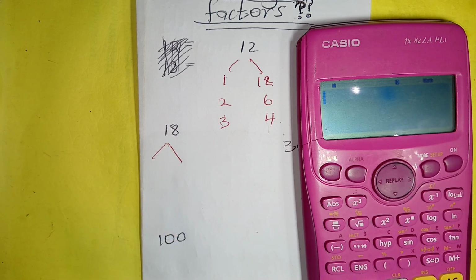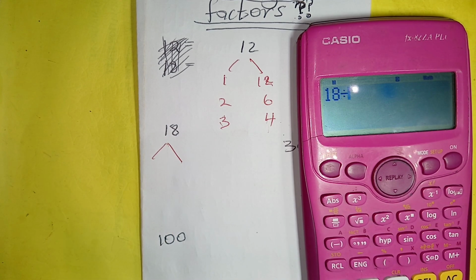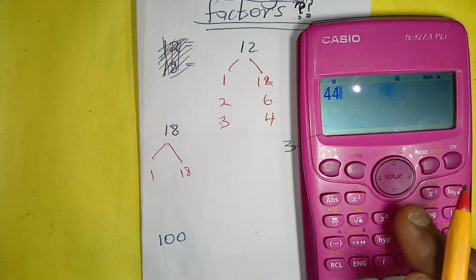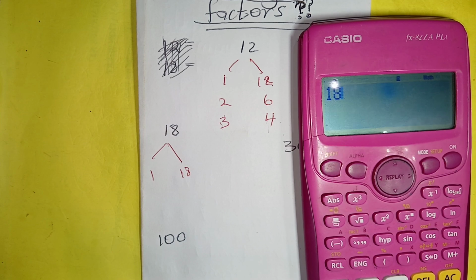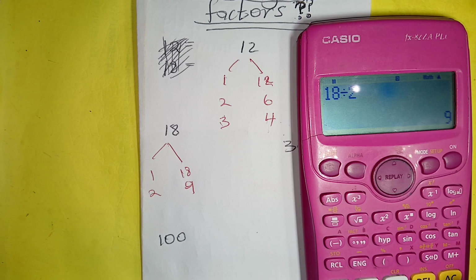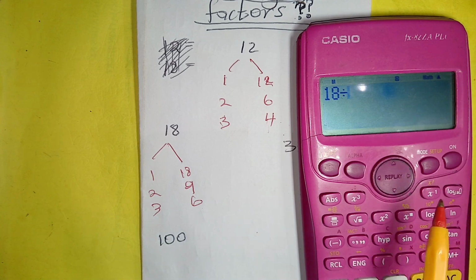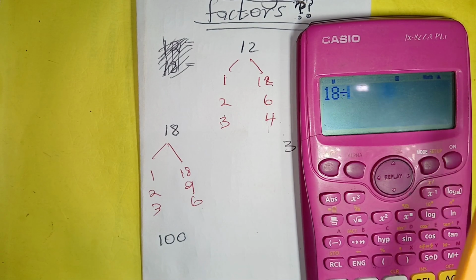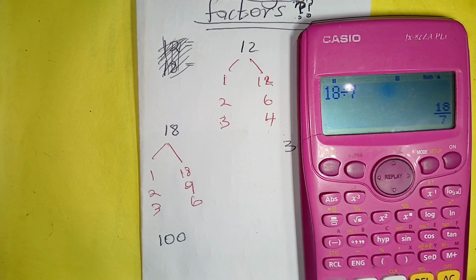So let's try to get the factors of 18. 18 divided by 1, meaning that 1 and 18 are factors. And 18 divided by 2, meaning 2 and 9 are factors. Let's remove that 2, press 3, meaning that 3 and 6 are factors. What about 4? 4 is not a factor. 5 is not a factor. 6 is a repeating factor. What about 7? 7 is not a factor.